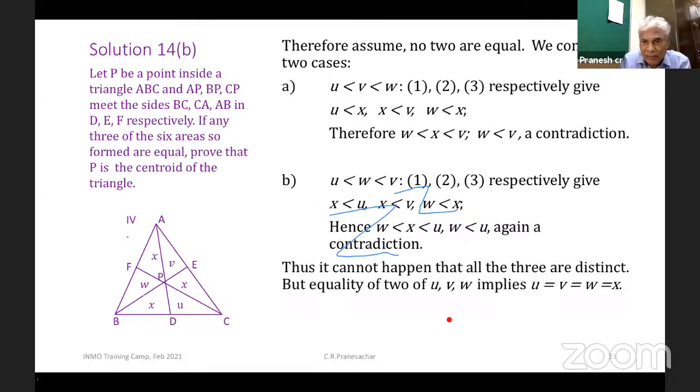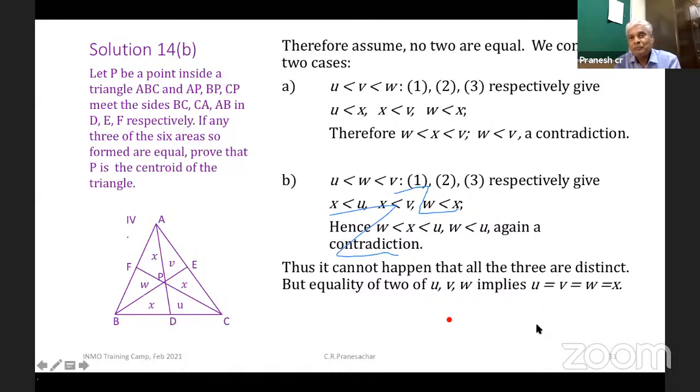Therefore, it cannot happen that all the three are distinct. So if it cannot happen that all the three are distinct, two of them will have to be equal, but equality of two of them will imply the equality of all these quantities. So that's why all the four quantities are equal. So you don't have to do much calculation here. Just assume some inequalities, and then using inequalities, you can prove this, get a contradiction and prove these things.